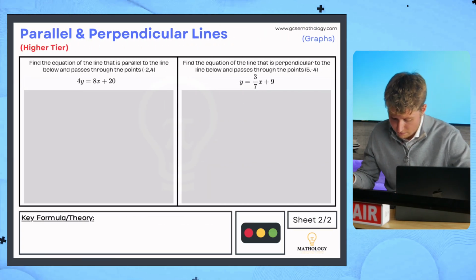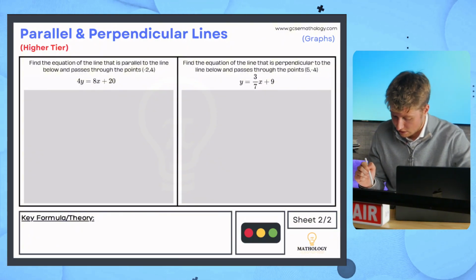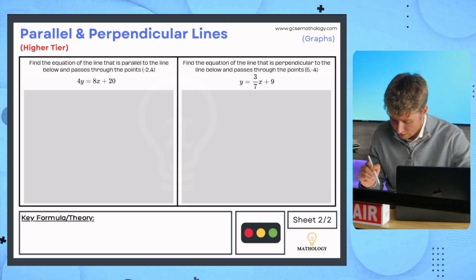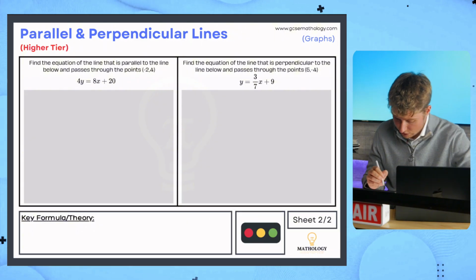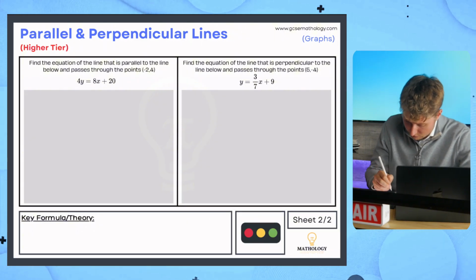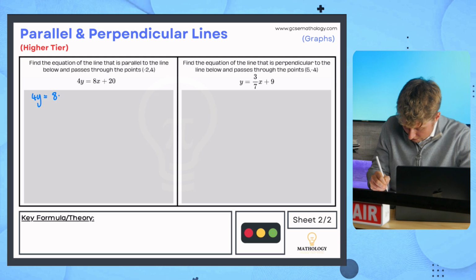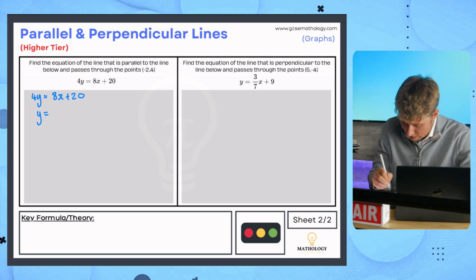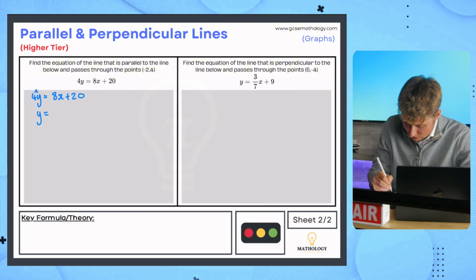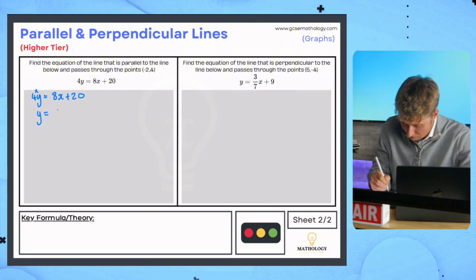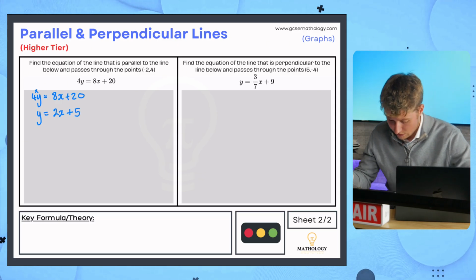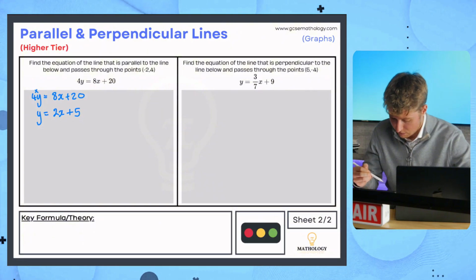Let's have a look at question 3. It says find the equation of the line that is parallel to the line below and passes through the point -2, 4. So we've got 4y equals 8x plus 20. So we need to rearrange this equation in the form y equals mx plus c. So we just want y on its own, so we're going to divide both sides of the equation by 4 to detach this 4 from the y. So 8x divided by 4 is 2x, and then 20 divided by 4 is 5. So the equation of the line that we're given in the question is y equals 2x plus 5.